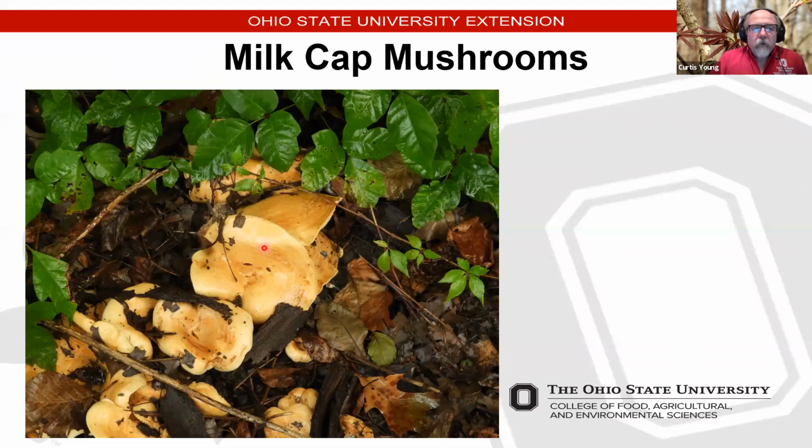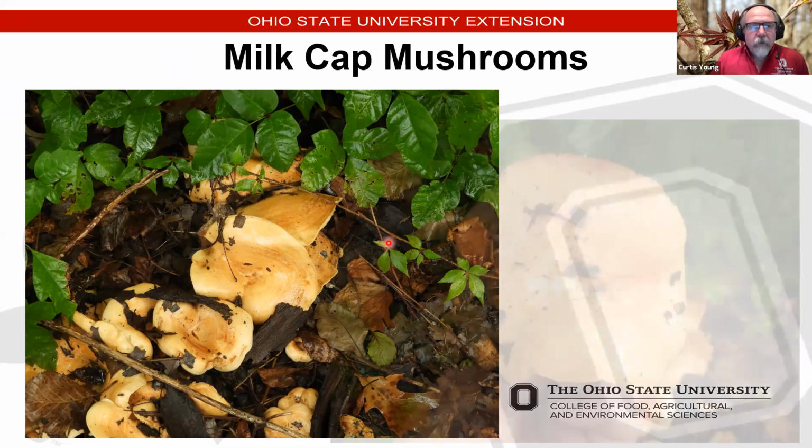Another one that can be found growing directly out of the soil are the milk cap mushrooms. And there's a ton of different milk cap mushrooms out there. Some of them are quite edible, some of them are not. And many times they are associated as mycorrhizal species with different types of trees. And unfortunately, they do grow amongst the poison ivy. Fortunately, I am fairly immune to poison ivy.